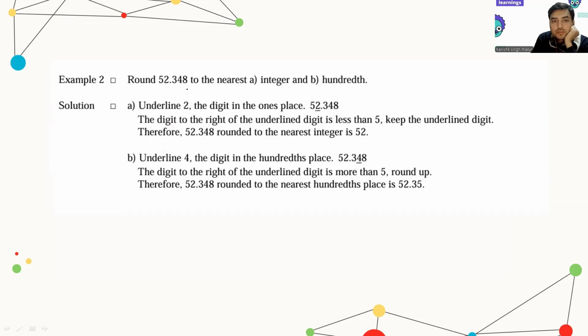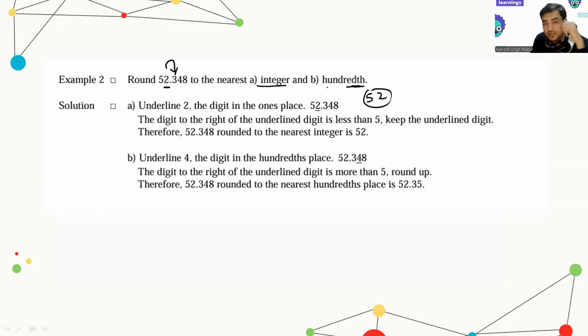Okay. 52.348 rounded to the nearest integer. This 2 I have to round, so I'll look at the right hand side of the 2. Is it more than 5 or less than 5? It is less than 5, so this would be just 52. I'll write that.